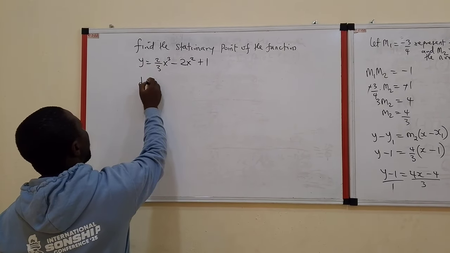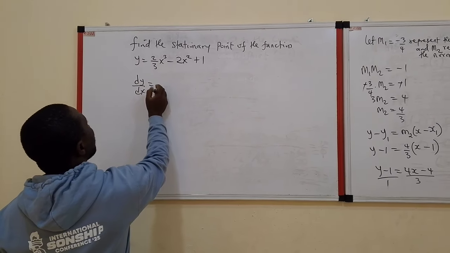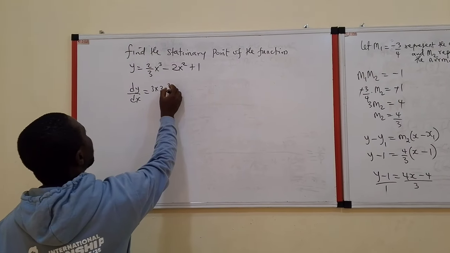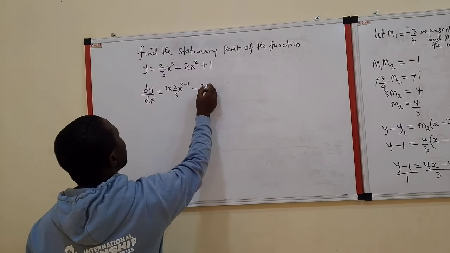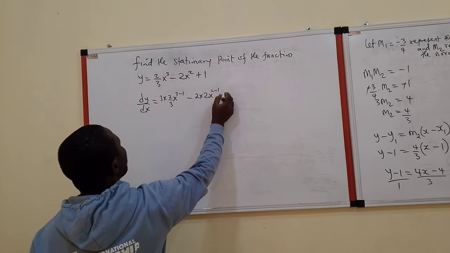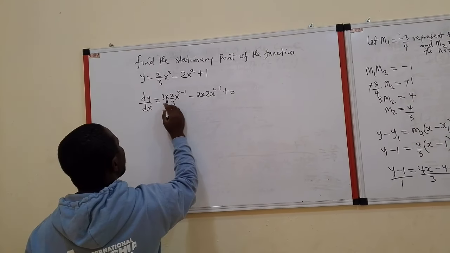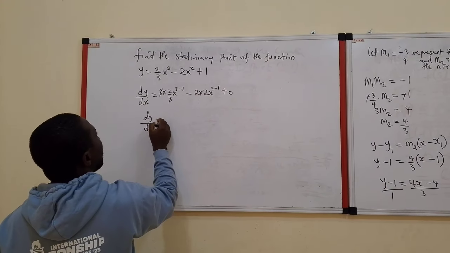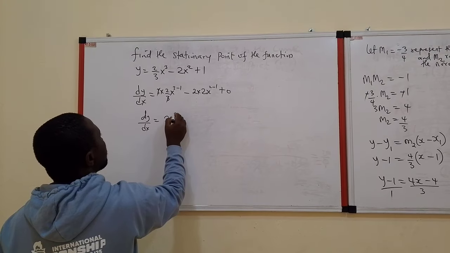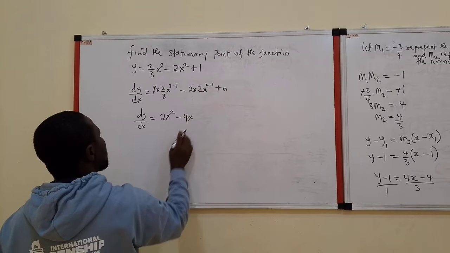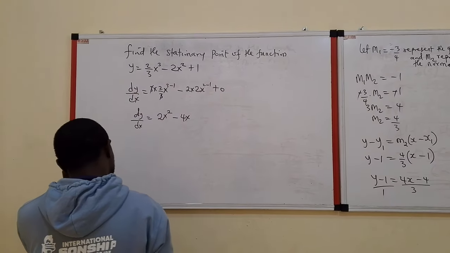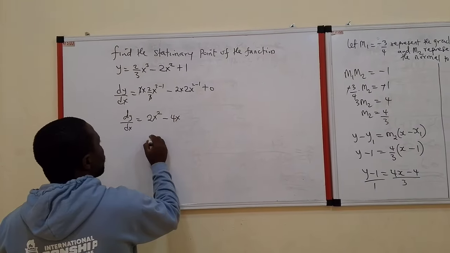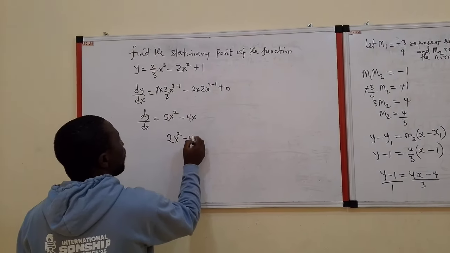dy over dx now equals 3 times 2 over 3 x raised to the power 3 minus 1, minus 2 times 2x raised to the power 2 minus 1, plus 0. So the 3s cancel out. My dy over dx now equals 2x squared minus 4x. Now, after we differentiate it, we equate it to 0. So I have 2x squared minus 4x equals 0.